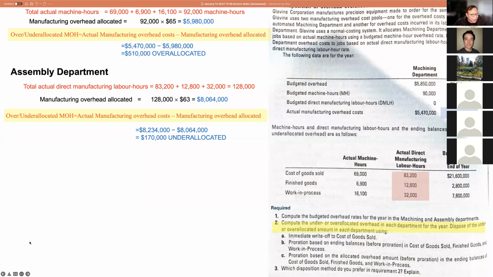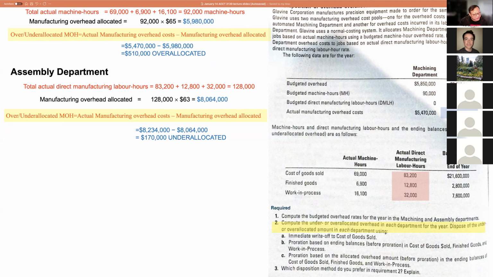Okay. So when you over applied, you credit the cost of goods sold. Is that lowering cost of goods sold or increasing cost of goods sold when you credit the cost of goods sold? Lower. Okay. What's the normal balance for cost of goods sold? It's like expenses, right? So the normal is the debit, right?